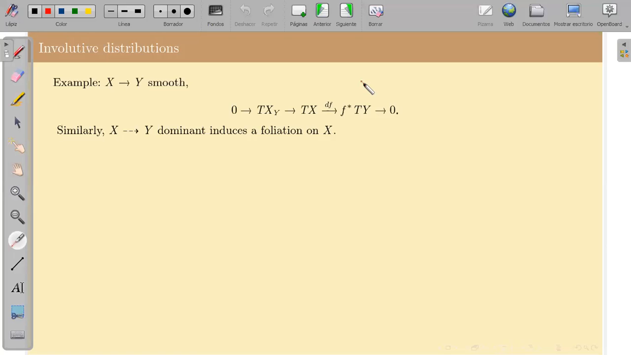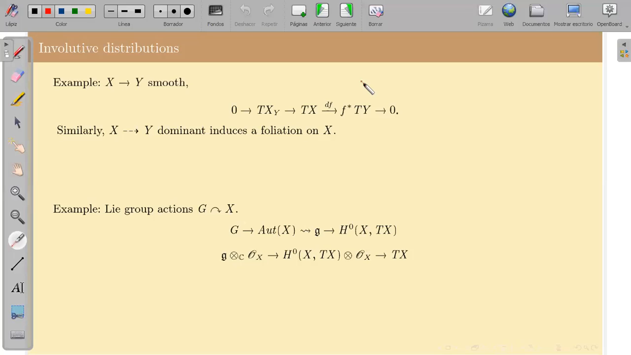And then there's the family of examples that we are particularly interested in today, which are foliations induced by global Lie group actions. If we have such an action, this is a morphism from some Lie group G to the automorphism group of X. We can look at the derivative at the identity. This is a map from the Lie algebra g to the algebra of global vector fields on X. Tensoring this by the structure sheaf, we get a map from the trivial sheaf with fiber g to the tangent sheaf of X.